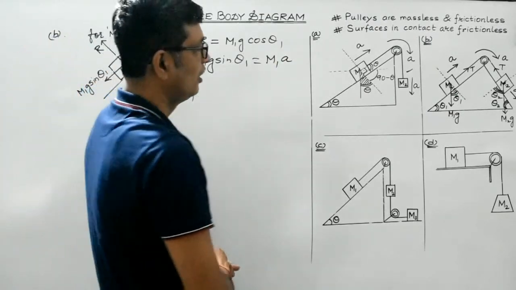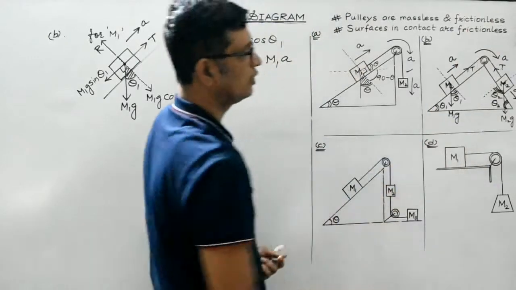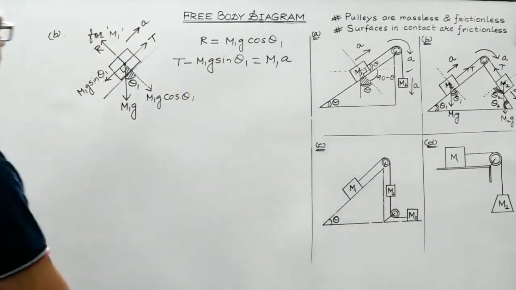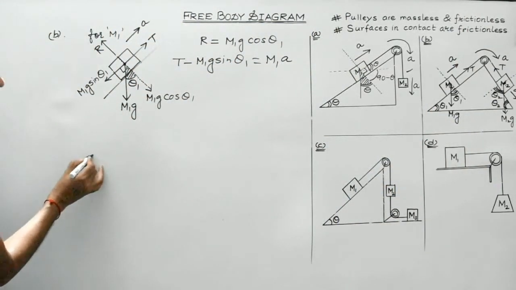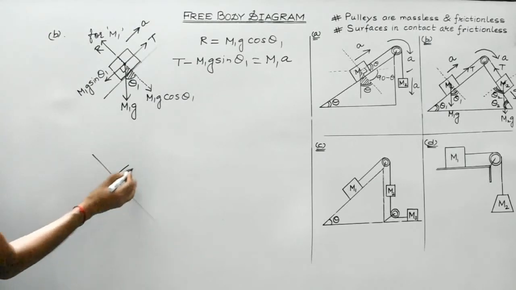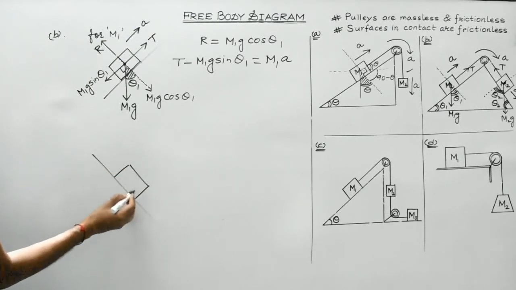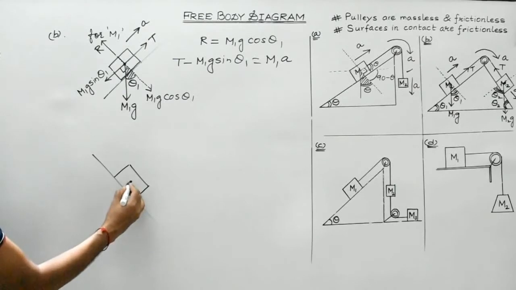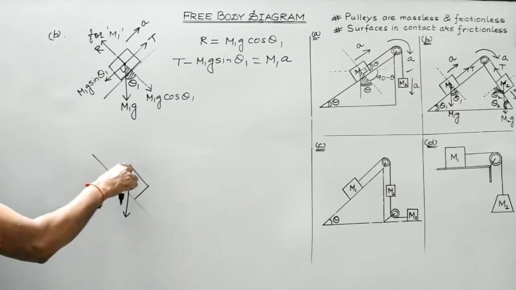Right? Similarly, let's try to construct the equation for m2. Okay, it's like this. This is m2. This can be considered the center of mass. This is the weight of the body. It should act in the vertically downward direction.